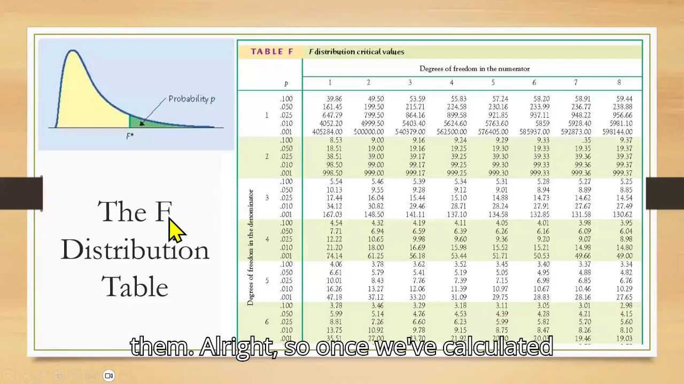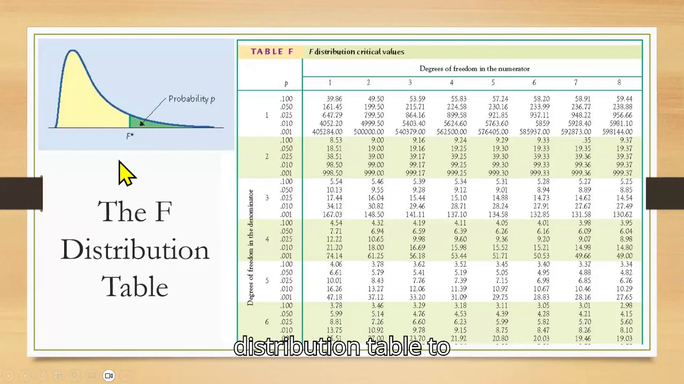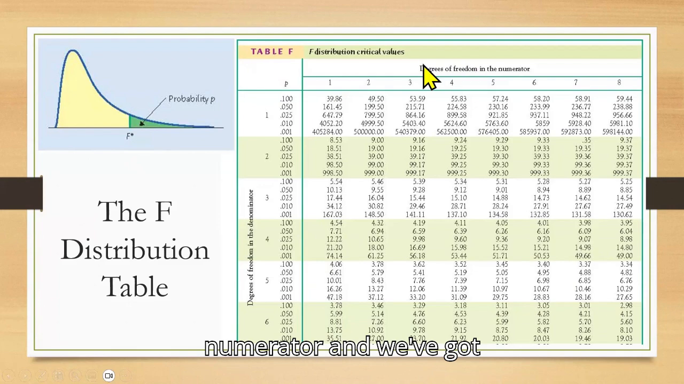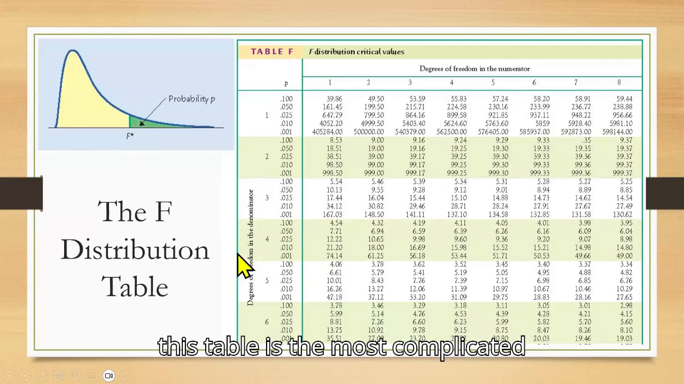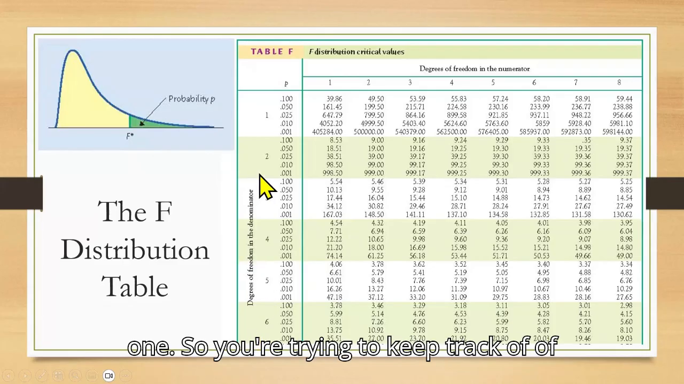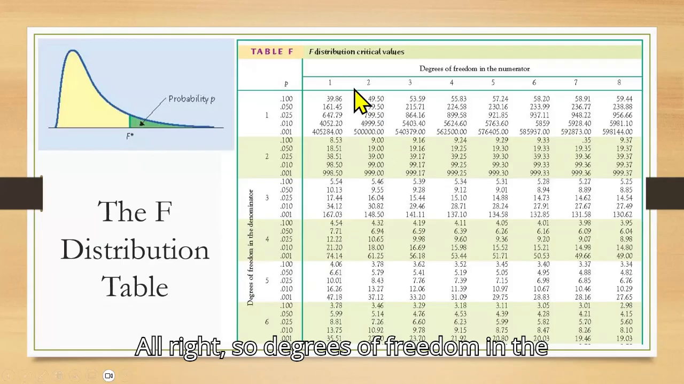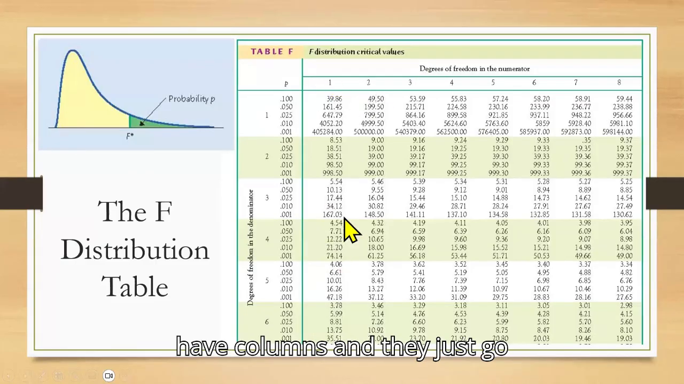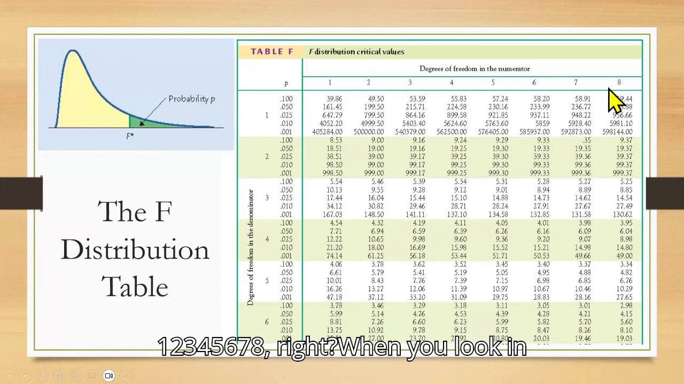All right, so once we've calculated our F, we're going to use the F distribution table to find the p-value. Right now we've got degrees of freedom in the numerator, and we've got degrees of freedom in the denominator. So this table is the most complicated one. We're trying to keep track of two different degrees of freedom here. All right, so degrees of freedom in the numerator is easy. We have columns, and they just go across, starting from 1, 2, 3, 4, 5, 6, 7, 8.